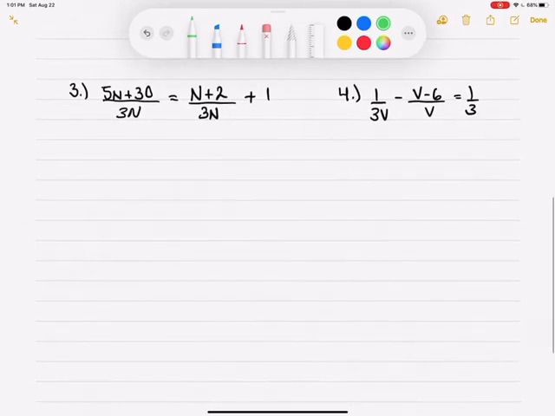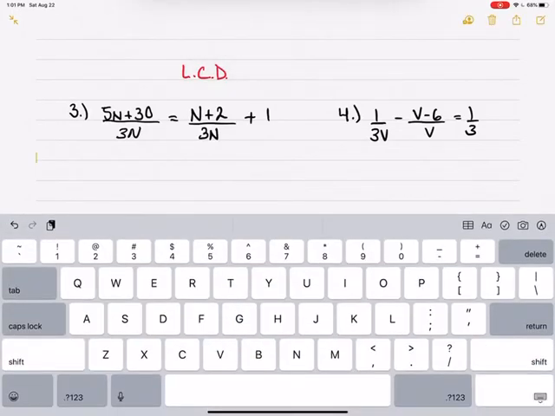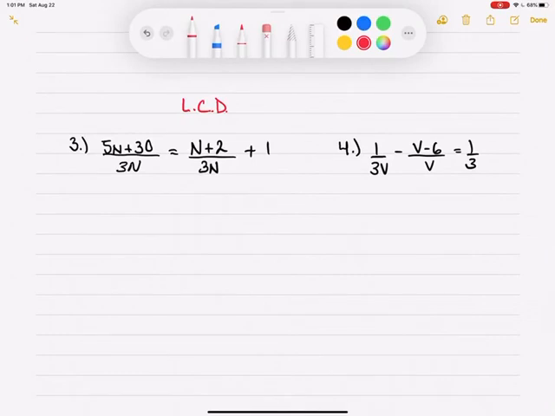In example 3, it looks a little intimidating because I kind of have a lot going on. But we do this the same exact way. I need to figure out what my lowest common denominator is going to be. My denominators, I have 2 that are 3n, 2 that are 3n, and 1 that just has a 1 underneath. So I know my LCD is going to be 3n. And if I look, I only need to change one of these denominators, which is this one. And I do that by multiplying by 3n.